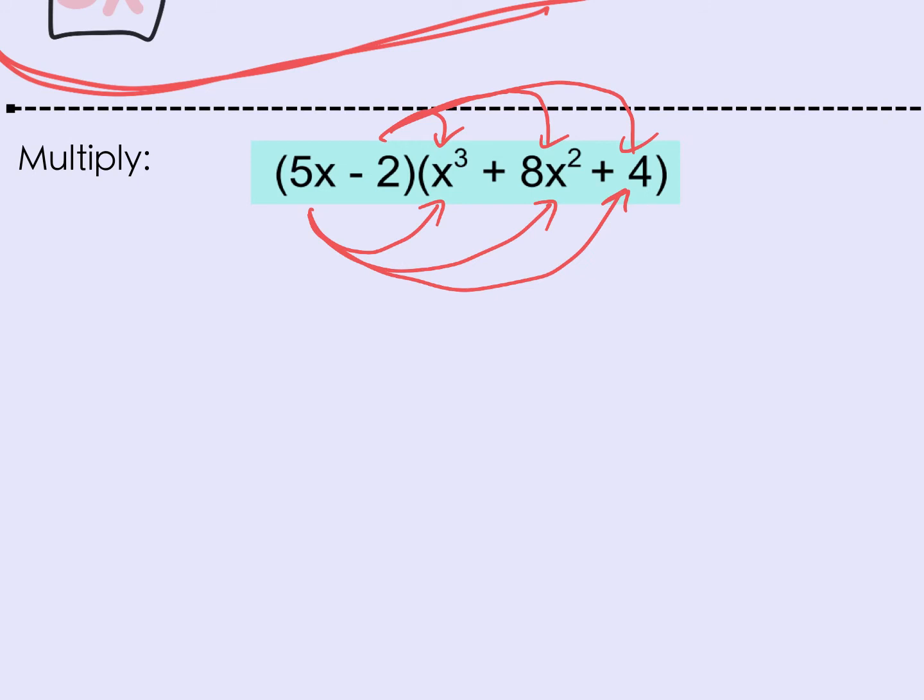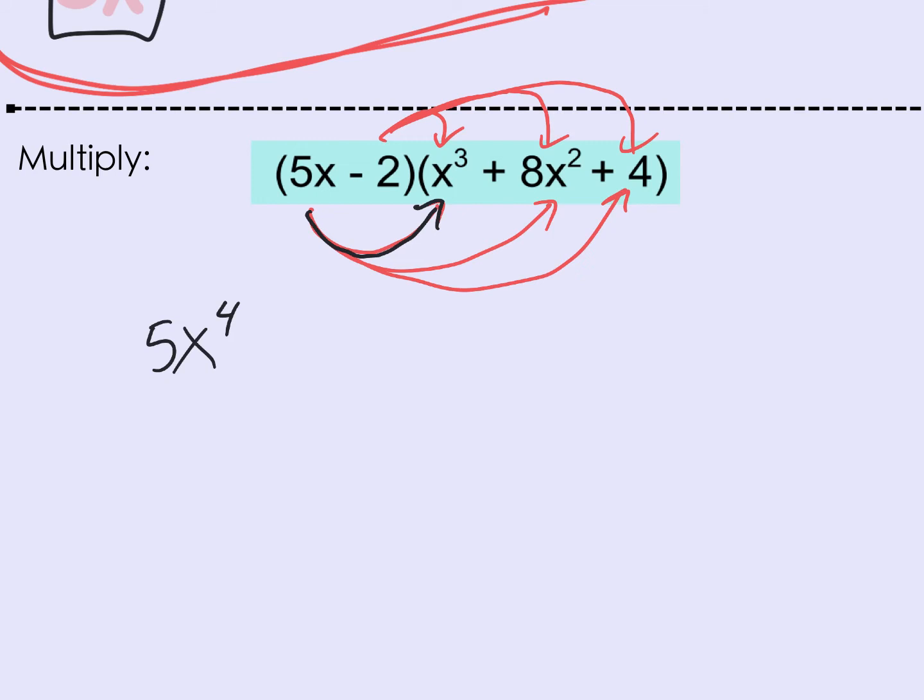Did you do the 5x first, or did you do the -2 first? All right, 5x. Tell me what you got when you did the 5x. I'll make it black. 5x times the x to the third. Nice. Now, at the beginning of this, you don't worry about putting in order, because you really ought to reshuffle them at the end and put them in the right order.